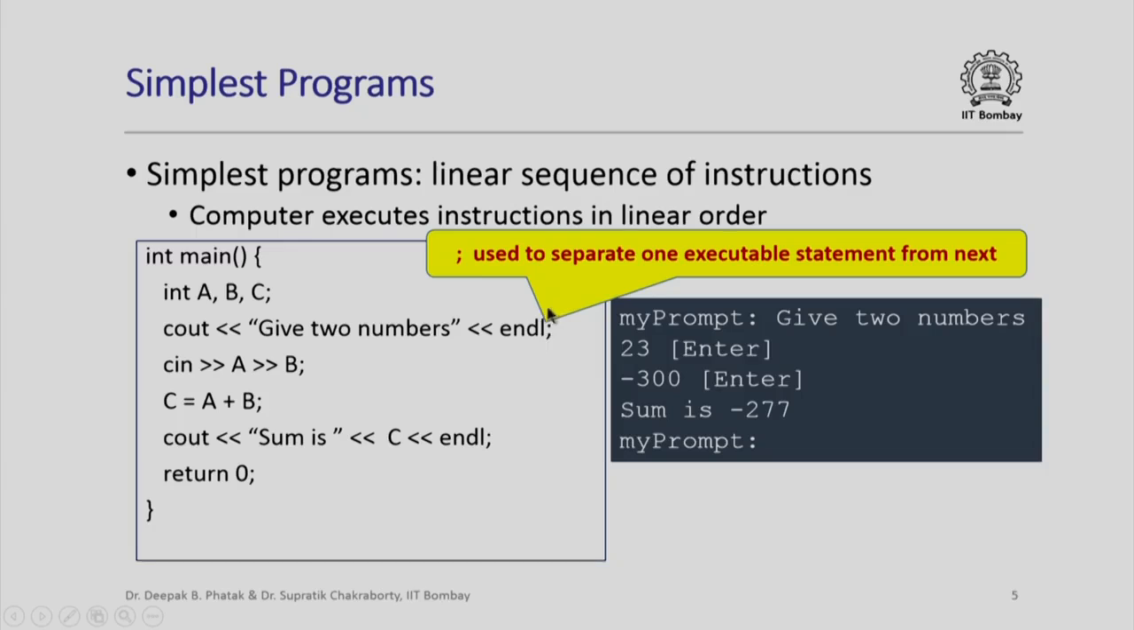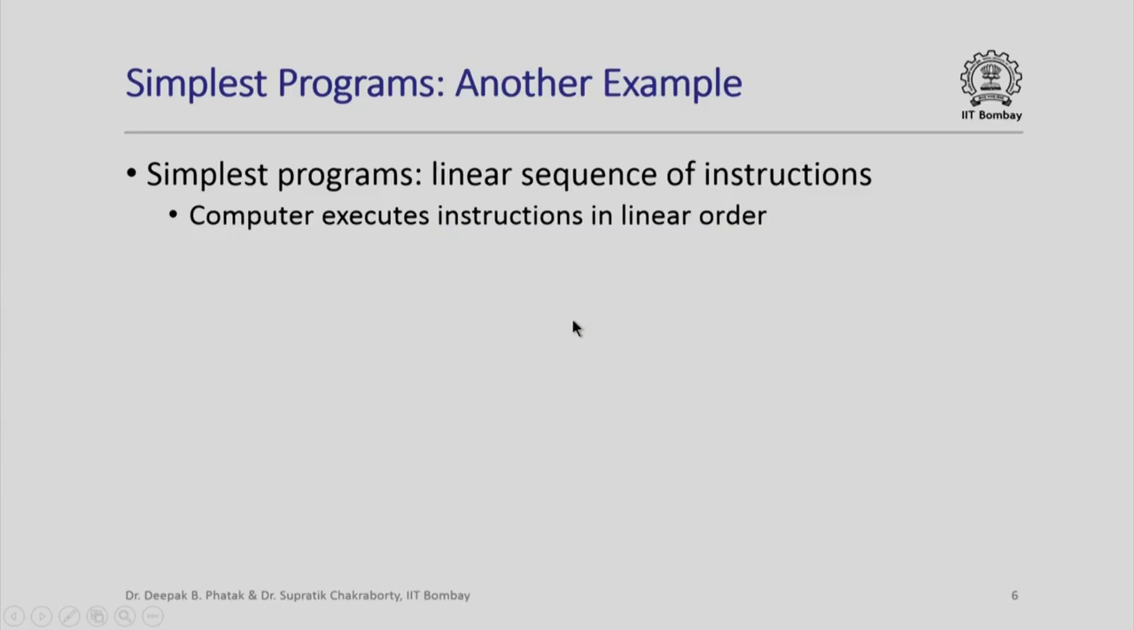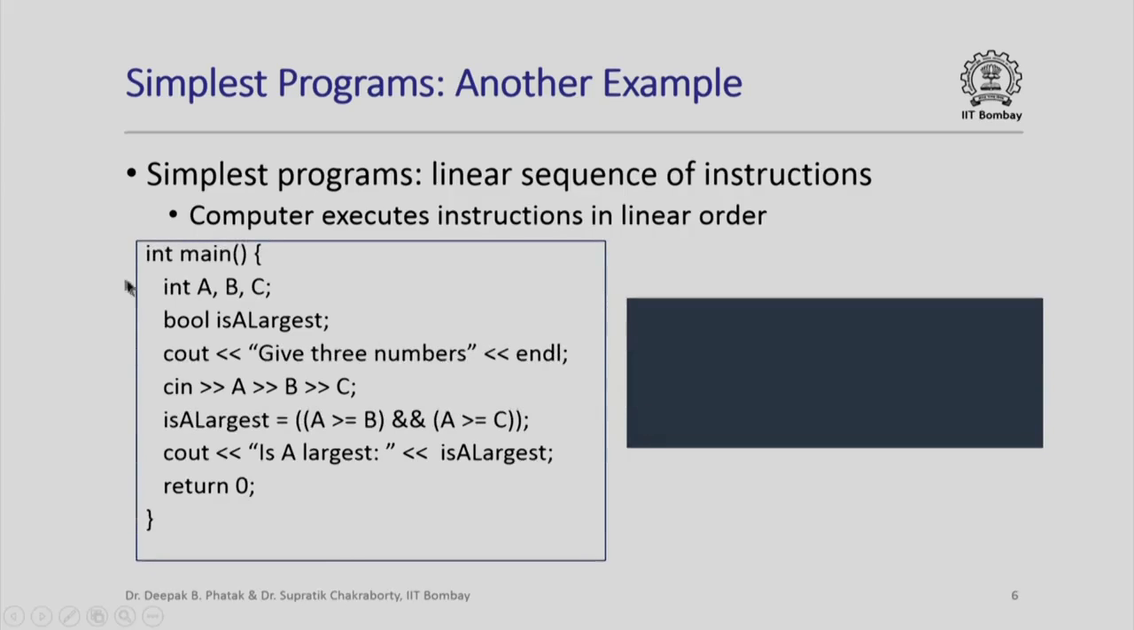Note also that this semicolon is basically used to separate one executable statement from the next. So you could put two executable statements on the same line, you do not need to break the line, but as long as you put a semicolon between them, it is clear that the statement to the left of the semicolon will be executed first, and then the statement to the right of the semicolon. Now here is another example of sequential execution of statements in a program.